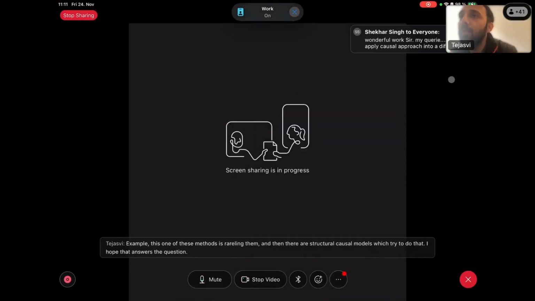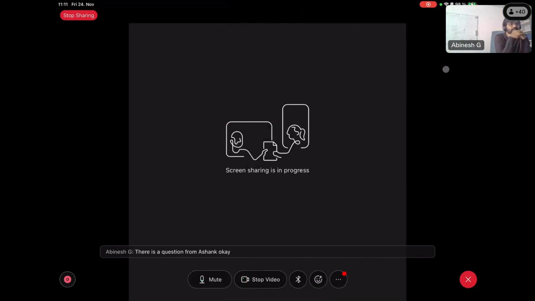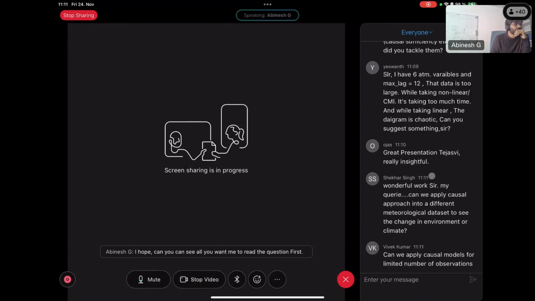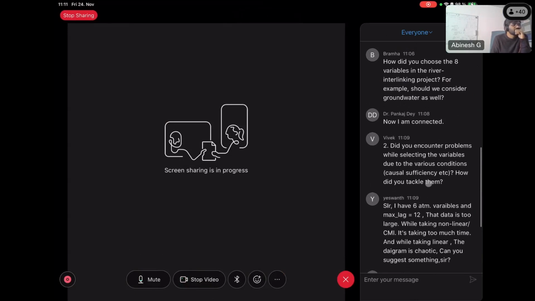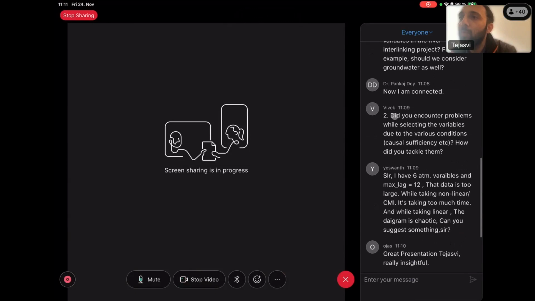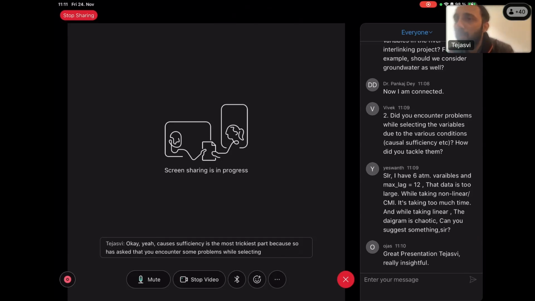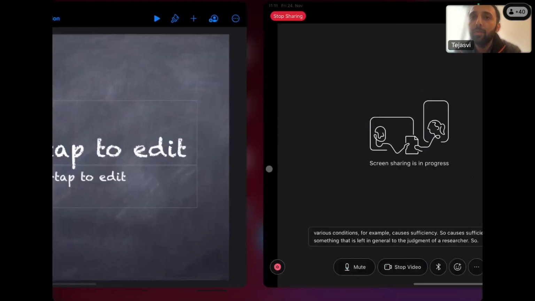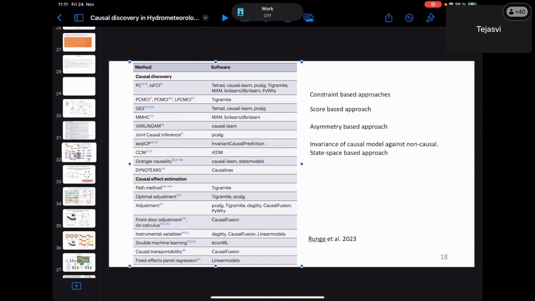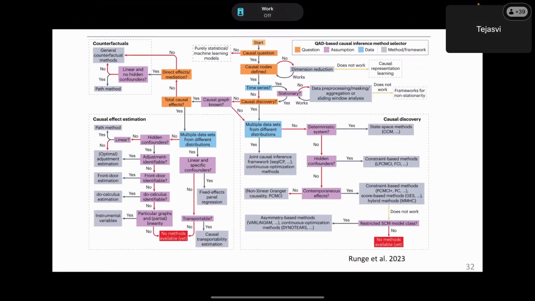There is a question from Ashwant. Okay, there is a second question from Vivek. Yes, I hope you can see, or do you want me to read the question for you? Wait a second. Okay, causal sufficiency is the trickiest part. Vivek has asked whether you encounter problems while selecting variables due to various conditions, for example, causal sufficiency. Causal sufficiency is something that is left in general to the judgment of a researcher. If I show you something from the latest review paper which I just mentioned, here is the schematic which shows how to go about any causal inference problem. Even if causal sufficiency is not being satisfied, there are methods to deal with it, but you need to address what the limitations would be because of that.